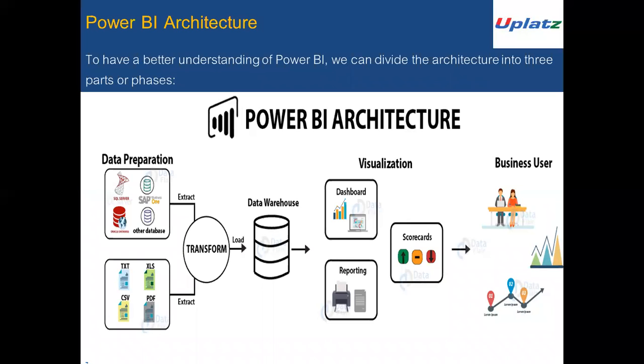Let's see how the architecture of Power BI is presented, what we can see in the architecture, and how it is categorized. Power BI architecture is divided into three phases. In the diagram, we can clearly see the Power BI architecture is divided into three categories: first the data preparation, then visualization, and then business users. Let's see how we can understand the architecture of Power BI.